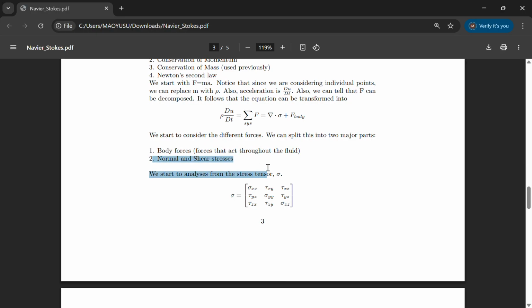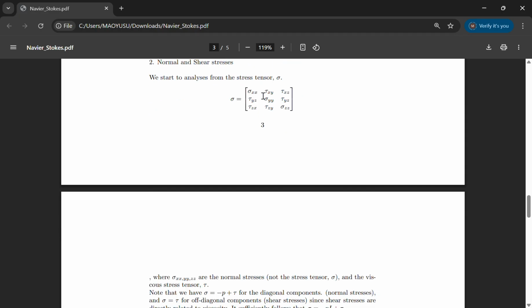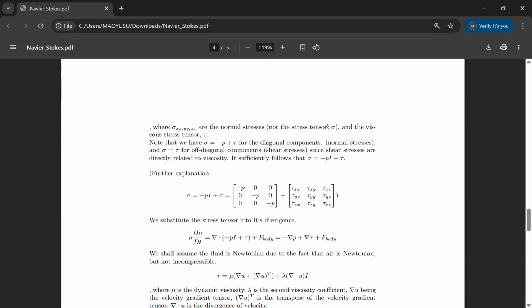So we start analyzing from the stress tensor. The stress tensor can be split into this. So this is the original expression of the stress tensor. It covers the different vectors in 3D Euclidean space. So the stress tensor from xx as well, y, z, and the tau. So these are the normal stresses. The sigma here means different stuff from the sigma here. It's quite confusing. I thought it's the stress tensor initially. Just remember it's different. And the tau is the viscous stress tensor.